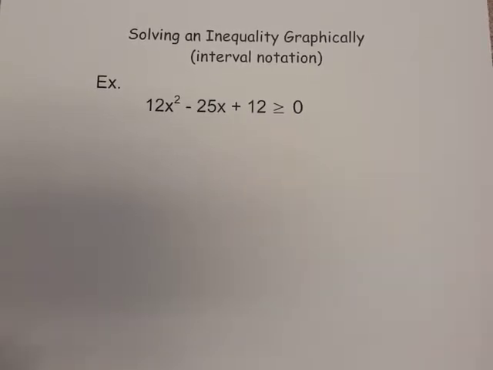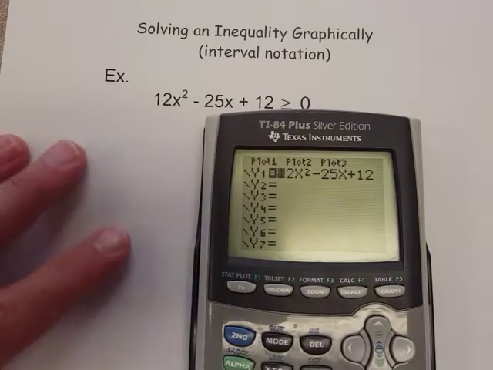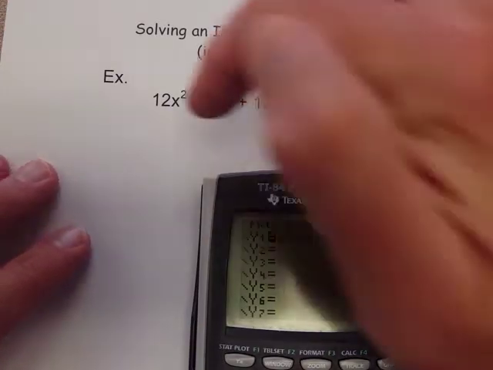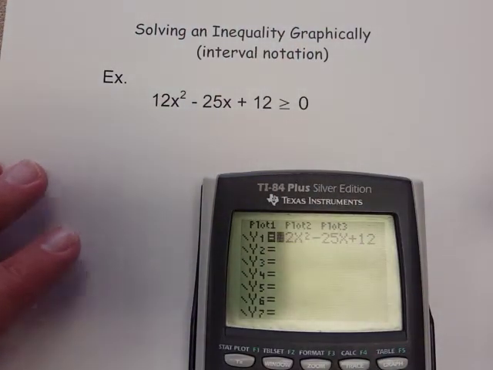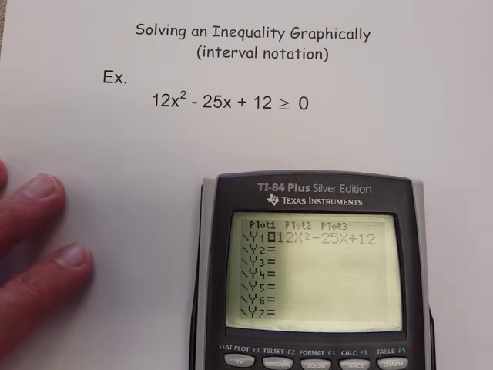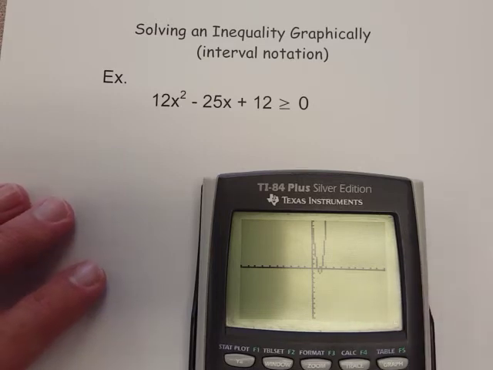To do that, I'm going to first of all graph it. So you'll notice that I have it entered in for y1. I have just the left-hand side in there because I want to see where this is greater than or equal to 0. Once we see the graph, I'll tell you where this greater than or equal to 0 part comes into play. So I'm going to graph it. Now, where the greater than or equal to 0 comes into play is based on where 0 is.